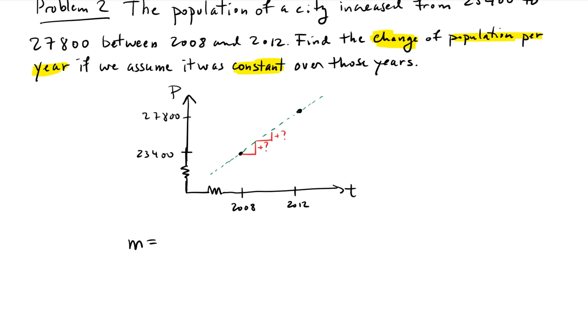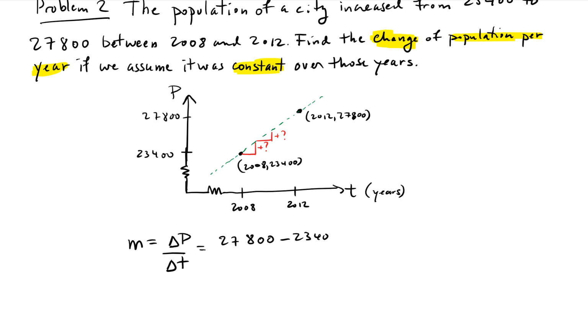So m here is delta y over delta x. My points are 2008, 23,400, and 2012, 27,800. So I calculate delta P over delta T, population per unit of time. Time is in years here, right? So it's going to be 27,800 minus 23,400 divided by 2012 minus 2008.